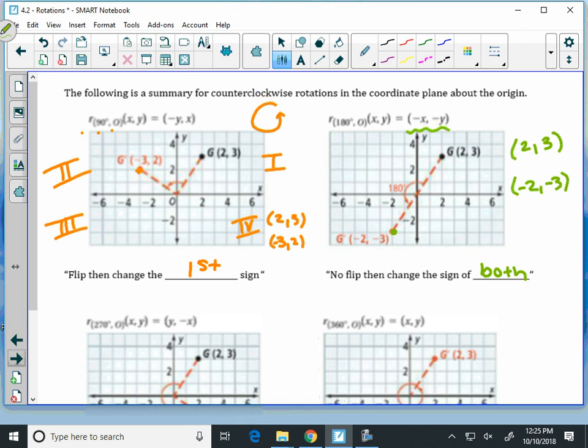Okay. How many quadrants did it jump when we did 180 degree rotation? 2, because think about it. 90 would land us here. Another 90 would be here. So 90 plus 90 is 180. So we jumped 2 quadrants.